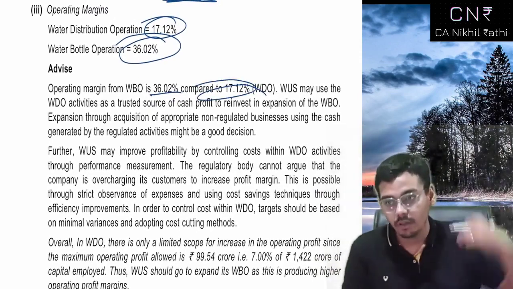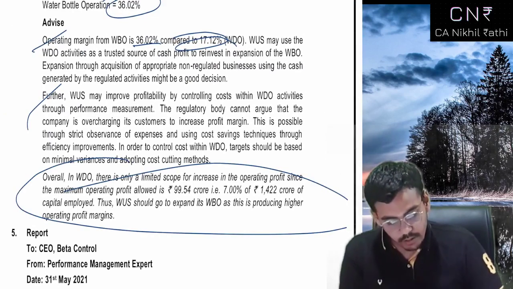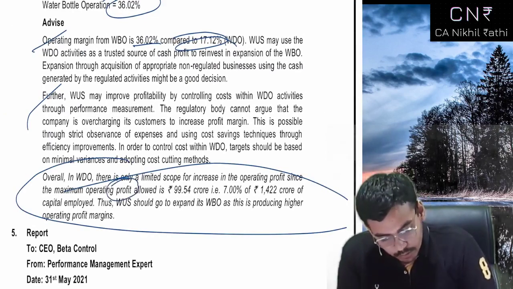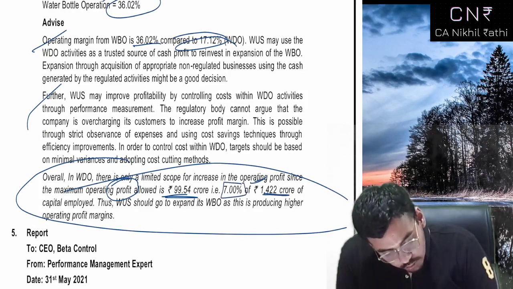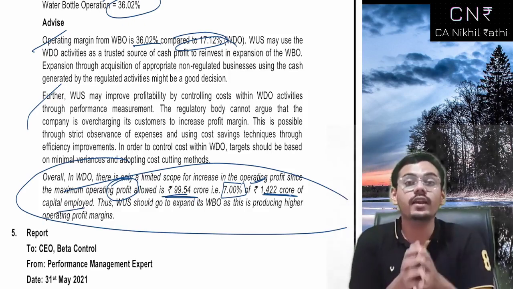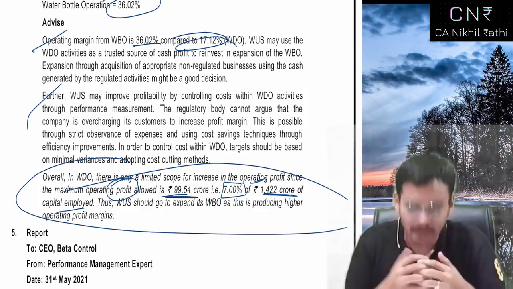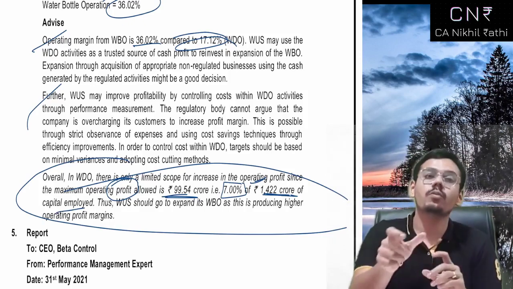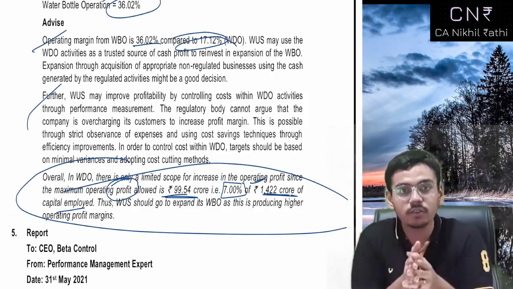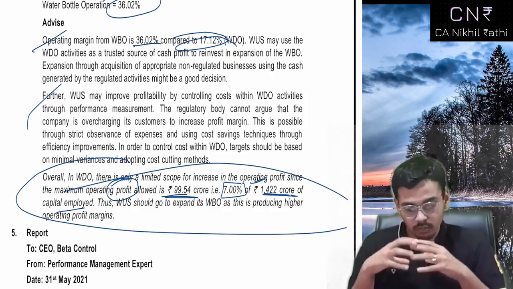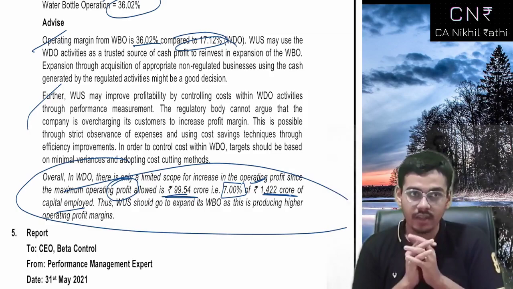Sales price, contribution, and then you will find this, and this is quite simple. Overall, limited scope to increase the operating profit since maximum operating profit allowed is 97.4 crore. Why? Because 7% only operating profit is allowed. That is the regulatory rules. There are certain rules that you can employ certain capital and you can earn certain income. Because if you earn more than that, the regulator might see that you are doing unnecessary evil practices, or practices which are not good for the society as such. So these are some laws that are there for a particular regulator. So you need to take into consideration that factor too.